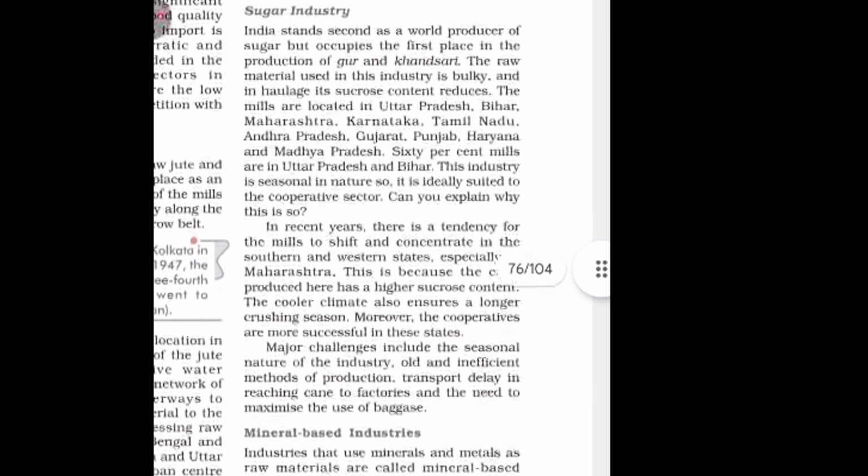Sugar industry is the most important industry for cooperatives. Now, sugar is harvested. This industry is located very near the source of raw material, and we make gur, khandsari, jaggery, and then sugar.